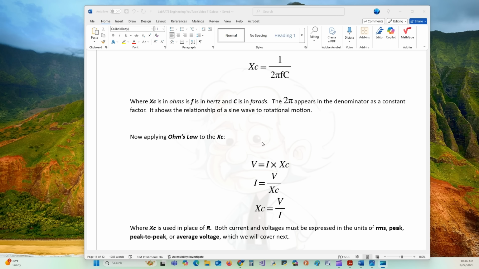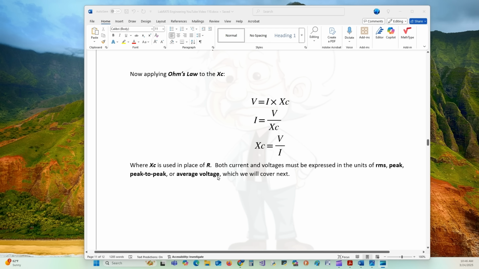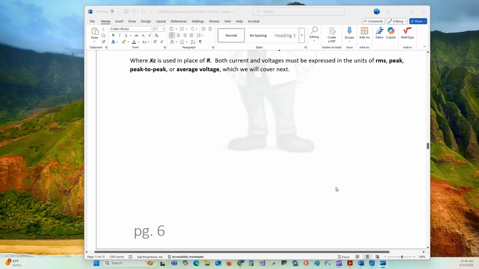Now, applying Ohm's law to XC, V equals I times XC, I equals V over XC, and XC equals the voltage over I. Where XC is used in place of R, both current and voltages must be expressed in units of RMS, peak voltage, peak-to-peak voltage, or average voltage. And we will cover each of these next.